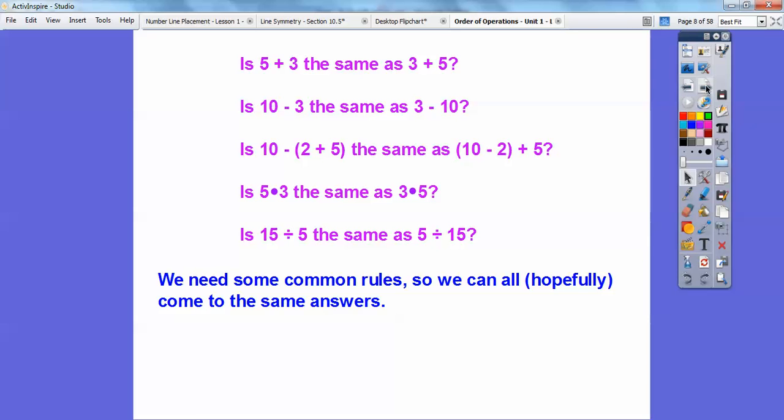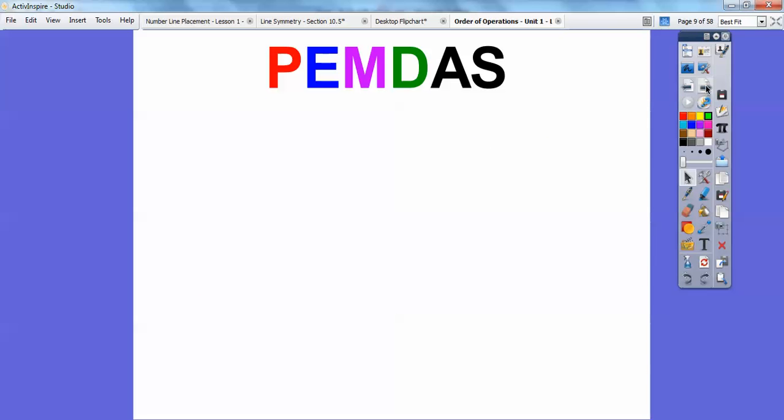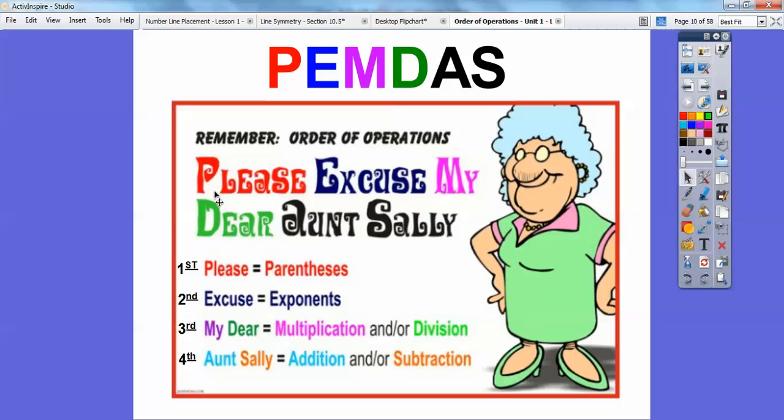So we're going to need some common rules so we can hopefully come to the same answers when we're answering all of these here. So that's where PEMDAS comes in, right? P-E-M-D-A-S. So you can learn how to spell it using PEMDAS, or you can use this phrase right here: Please excuse my dear Aunt Sally. The P stands for please, the E for excuse, and then M would be my, and then dear would be D. Aunt Sally.